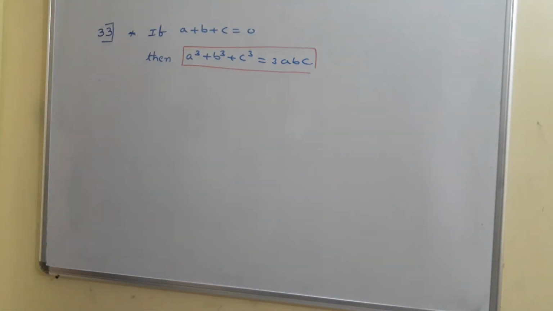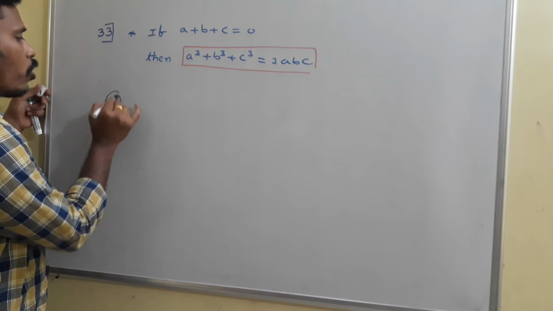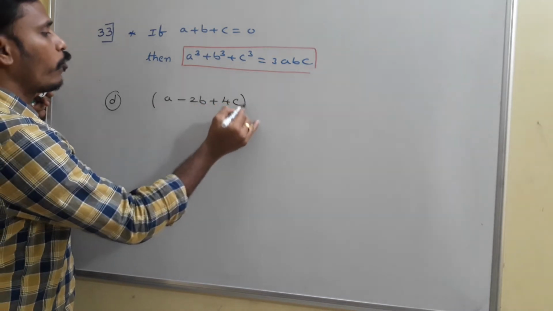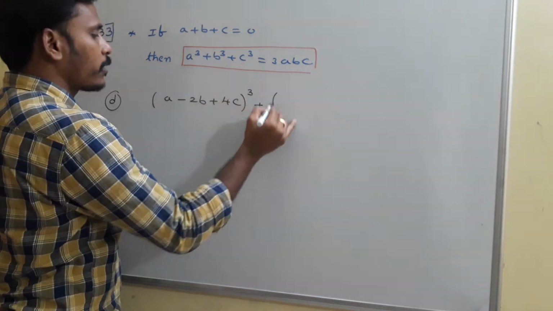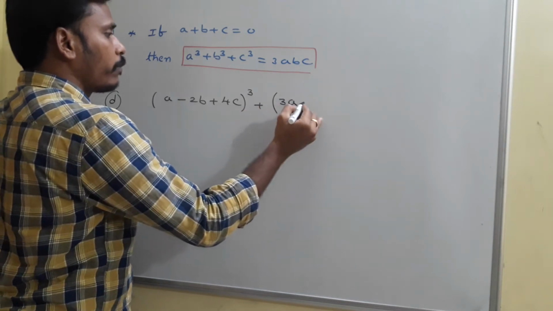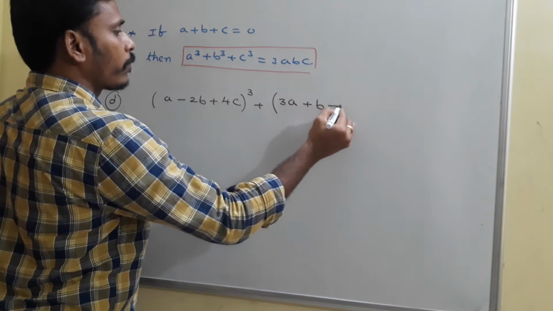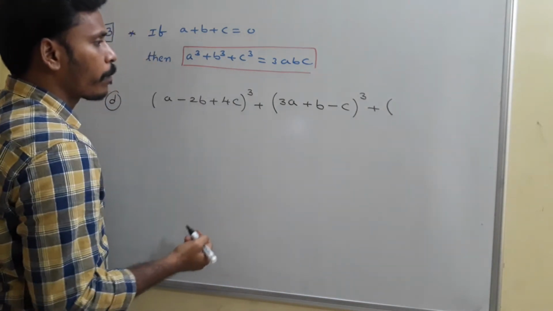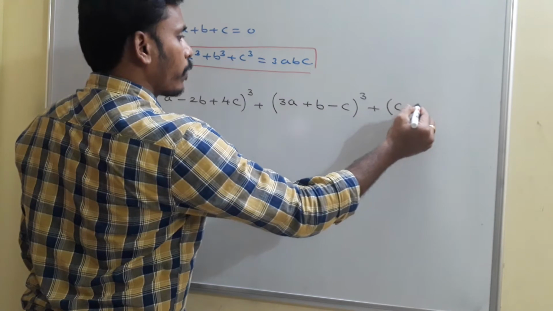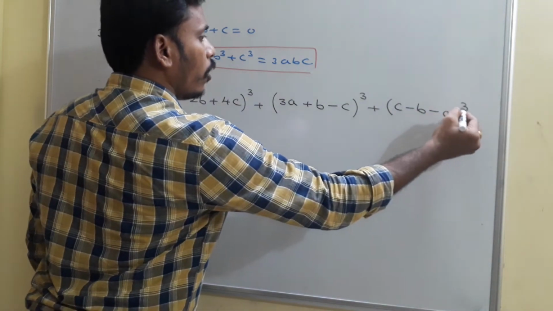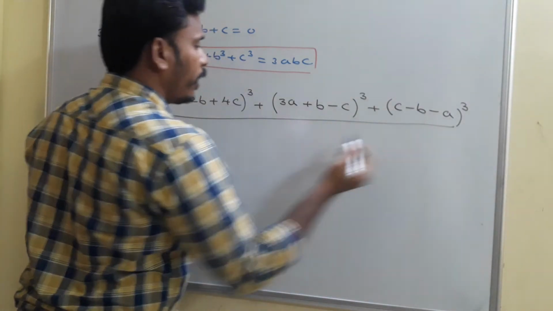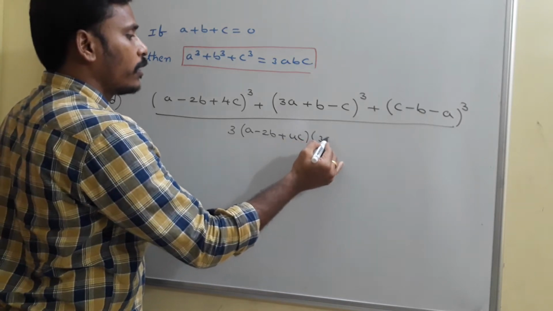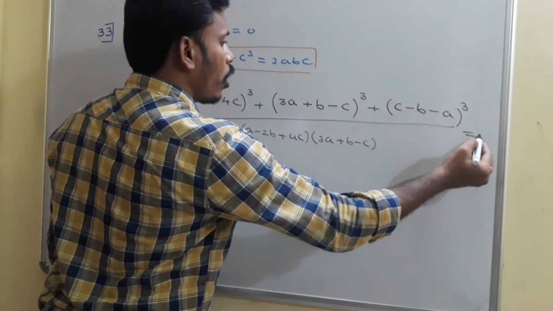For example, a problem will be like this. I will give you something like A minus 2B plus 4C whole cube plus 3A plus B minus C whole cube plus C minus B minus A whole cube divided by 3 times of A minus 2B plus 4C as well as 3A plus B minus C is equal to how much? That's the question.